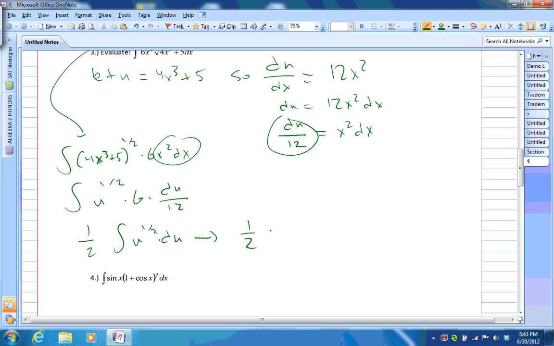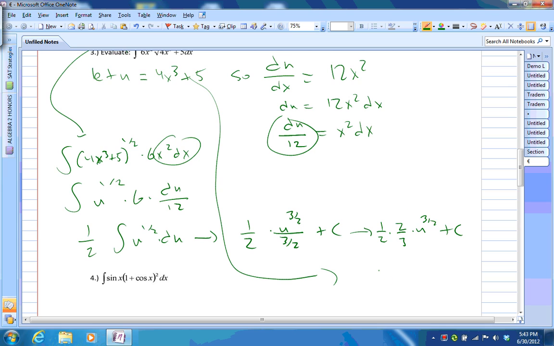So 1/2 times u to the 3/2 divided by 3/2, plus c. The 3/2 on the bottom, remember, it's got to flip. So it becomes 1/2 times 2/3 times u to the 3/2 plus c. The u we could substitute. So the 2's cancel here, so you get 1/3 times (4x cubed plus 5) raised to the 3/2 plus c. So we have that all figured out.